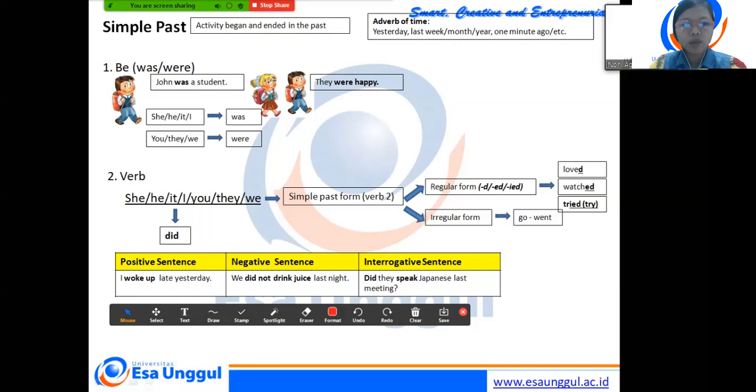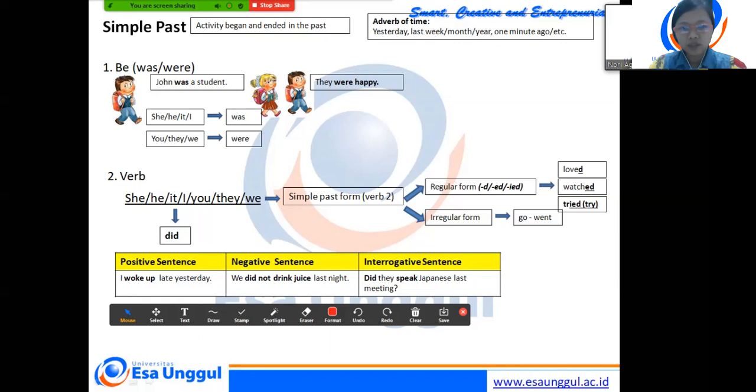Now look at the example. I woke up late yesterday. The subject I, the verb woke up, it's simple past form or verb 2. For negative, you just put did and not. We did not drink juice last night. Look, it's not drank, it's drink, because it already has did. So we can say we did not drink, or didn't.